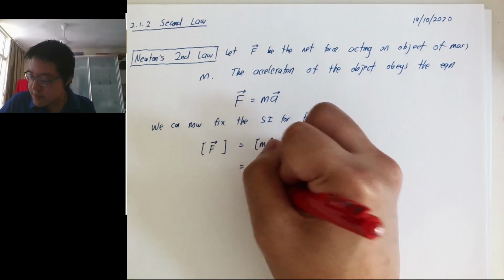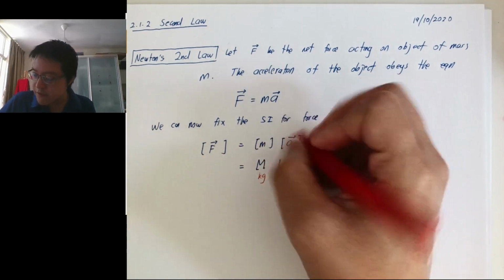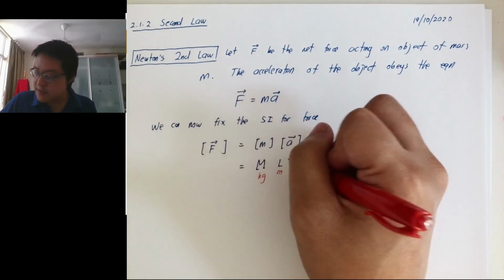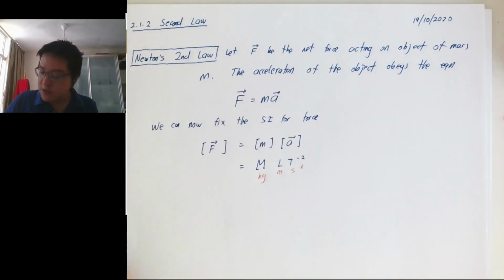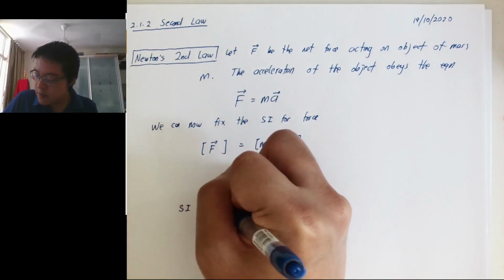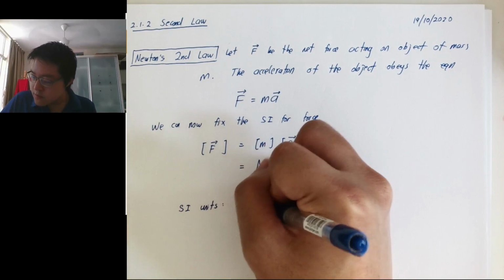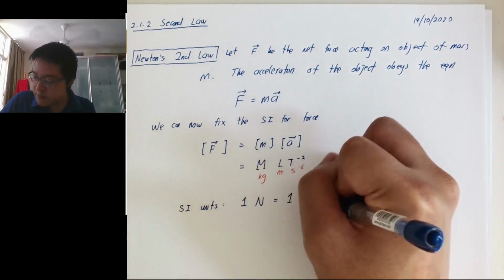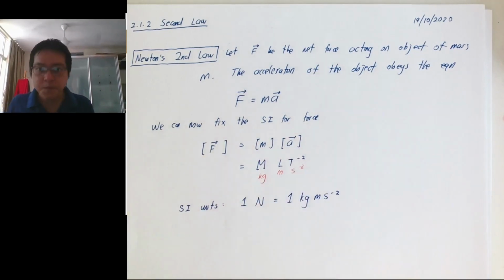The SI unit for mass is kg, remember, the SI unit for length is meter, and the SI unit for time is seconds. So therefore, in terms of SI units, 1 Newton is equivalent to saying 1 kg meter second to the power minus 2.